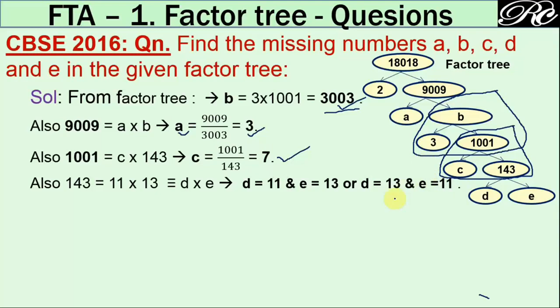Now coming to D and E, here 143 is broken into 2 prime factors. So 143 can be written as 11 into 13. Therefore, if D is taken as 11, then E will be 13. Or if D is taken as 13, then E will be 11. This is how the question is framed.